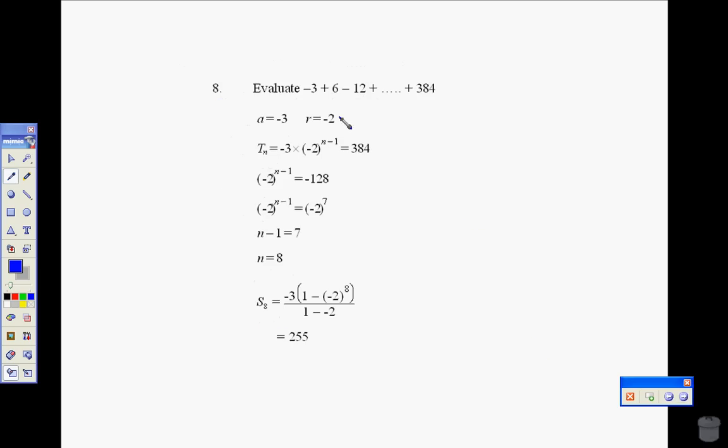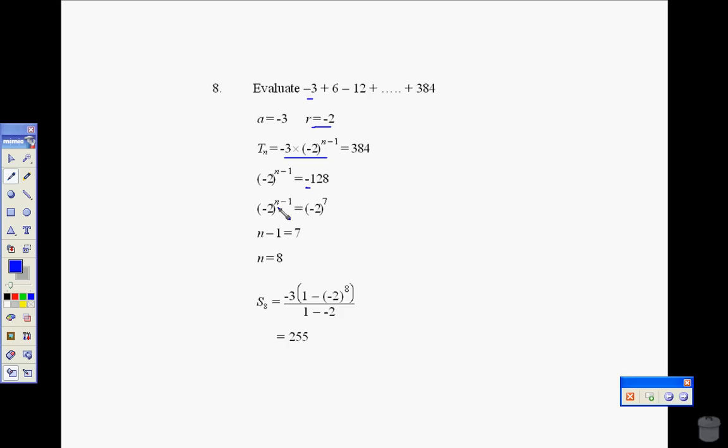Again, evaluate this one. This one's a little bit different again because you've got the negatives in there, so the common ratio is a negative value. Again, we're still able to apply our formula for the nth term. We know 384 must be a term in the series, and we've got minus 2 to the power of n minus 1. This time we've got to find minus 2 to the power of what would equal 128. A little trick is that because the result is negative and the base is minus 2, it'll have to be an odd power. So that limits your choices: it's either 3, 5, 7, 9. So 7's a nice choice here.